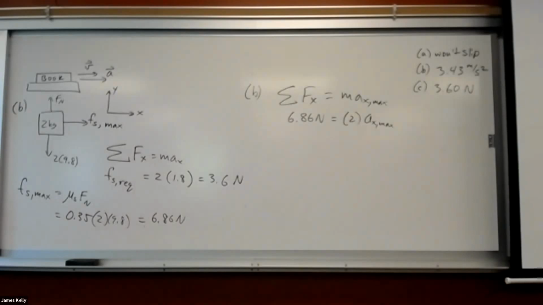And then C, if the car accelerates at 1.8, what's the friction force magnitude on the book? I'm not sure why I asked that down there, but in any case, we already found it out up here. Friction force magnitude was 3.6 newtons.